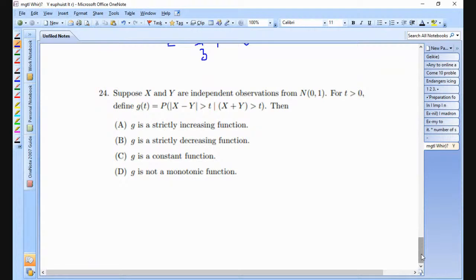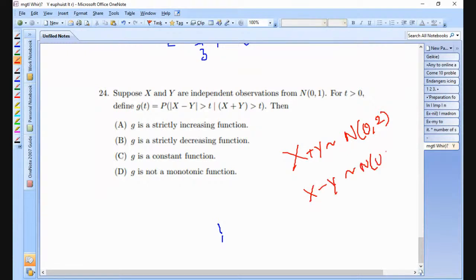One thing you should observe here is that X plus Y and X minus Y have good distributional properties since it's normal. X plus Y follows Normal(0, 2) because they are independent, and X minus Y also follows Normal(0, 2). But are they dependent? So how do you understand this? X plus Y and X minus Y are independent of each other.